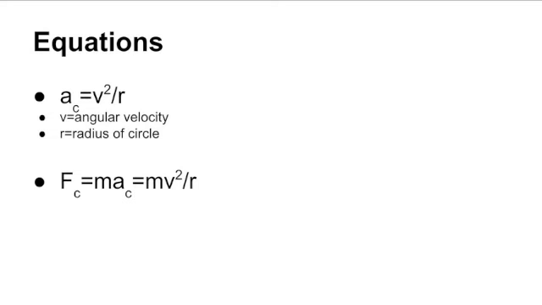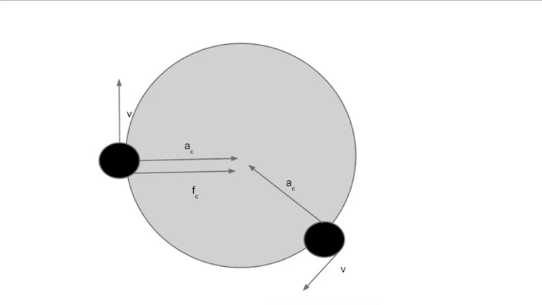Now we got some equations for you. Acceleration is going to be equal to the velocity squared over the radius. And then, since we know that F equals ma, we know that the centripetal force is going to be equal to mv squared over r. And so you can see here we've got the acceleration pointed towards the center of the circle and the velocity pointed outwards, and they are both perpendicular to each other. And then the centripetal force is going towards the center of the circle as well.